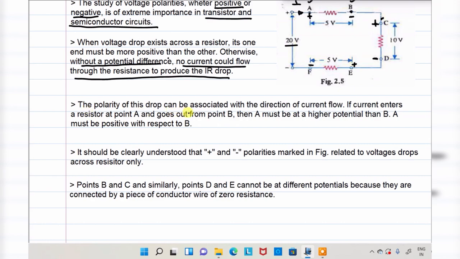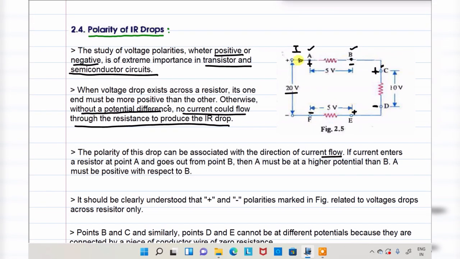The polarity of the drop can be associated with the direction of current flow. Just now I explained this. For example, I may reverse this polarity, negative and positive. Everyone listen carefully. This is the current flowing direction. Whenever this is the current flowing direction, the entering terminal is positive, the leaving terminal is negative. Again, if this is the current direction, this is positive, this is negative.